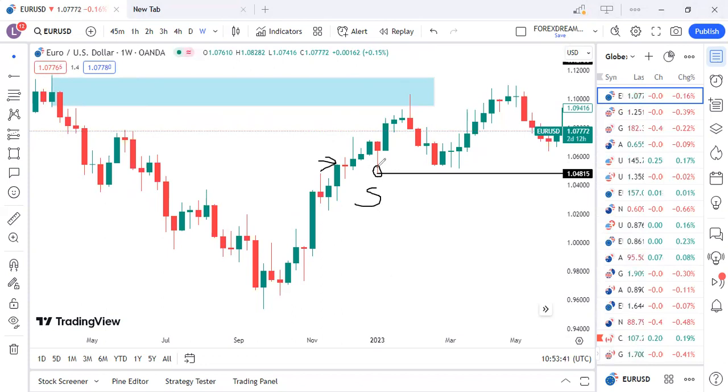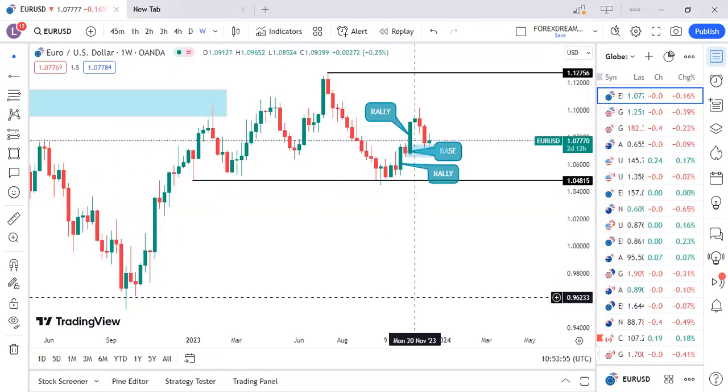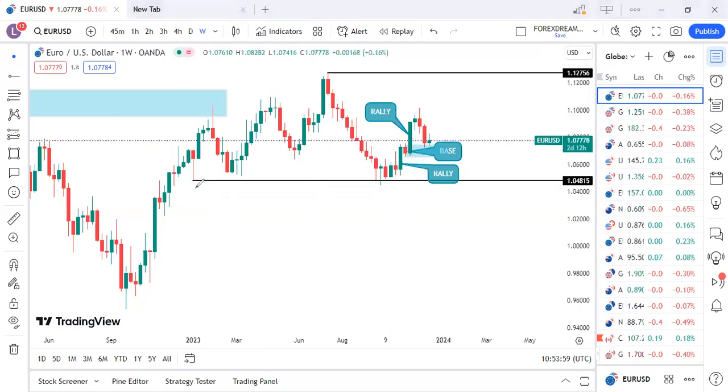You have a new support now. Let me show you again. I will have to erase so that you can see the importance of using your left-hand side. Now, this is where we are on our left-hand side. They left us what? A new support. Here you have a new support that was created by the potential continuation pattern that is on our left-hand side. So here you have a new support.